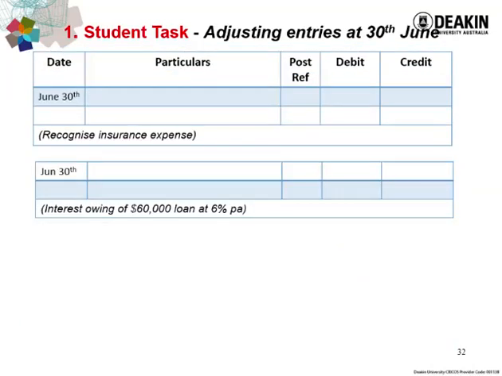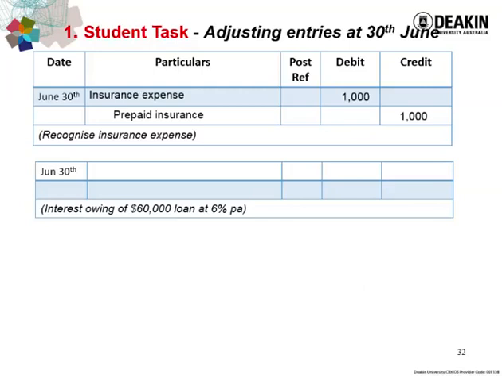Moving on. 3-month insurance premium prepaid on 1st of June was initially recorded as an asset. Here, we need to adjust to reflect 1 month consumption. So we debit insurance expense, credit prepaid insurance $1,000, which is $3,000 divided by 3. Because the insurance premium is for 3 months, and we have only used up 1 month.